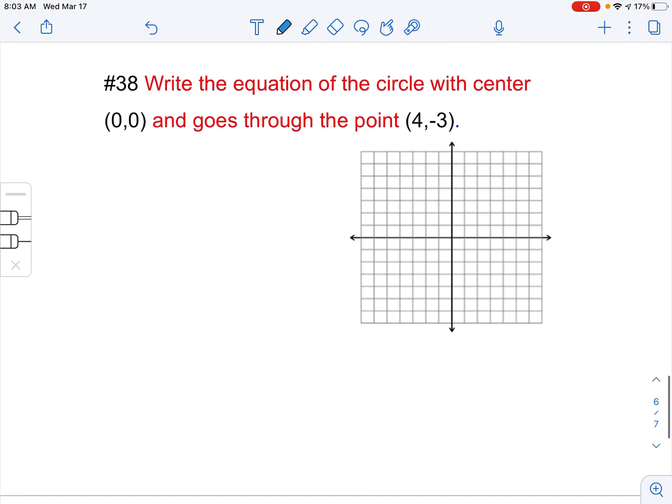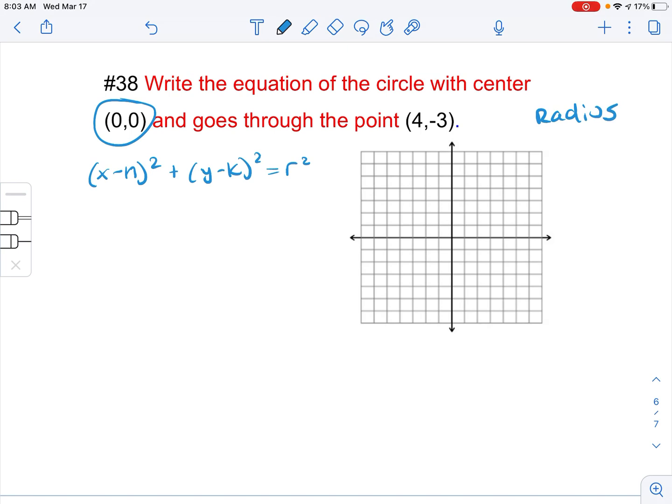Now, the last thing that we could be asked to do is to find the equation of the circle given 2 points, one of which is the center. So there's a couple of ways in which we can do this. But basically, we know for this equation that we need two things. We need our center, which we have, and we need our radius, which we don't.